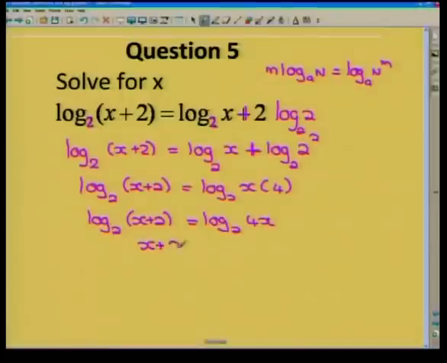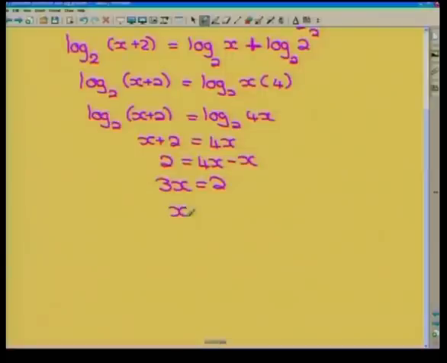We have the base the same on both sides, the instruction the same, log to the base 2. And so now all we have to do is equate the insides of my log. So let's do that. So we're going to say x plus 2 equals 4x. So 2 is equal to 4x minus x. So 3x equals 2, which means x is equal to 2/3.